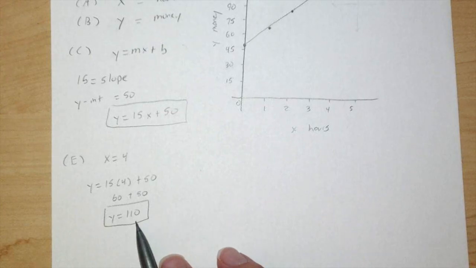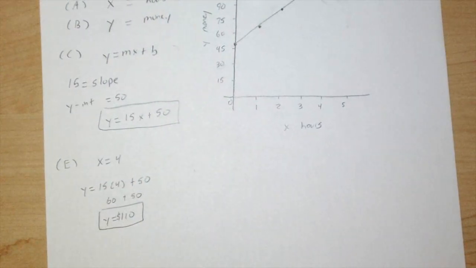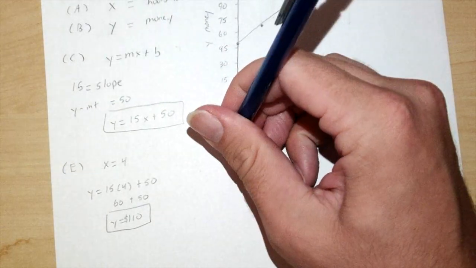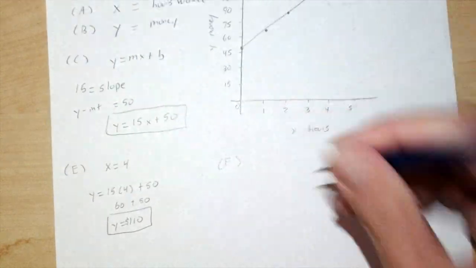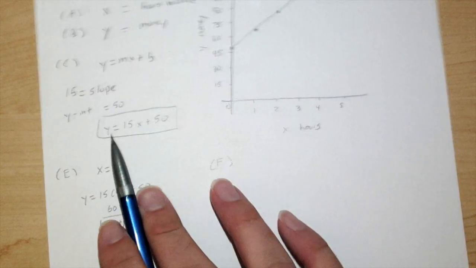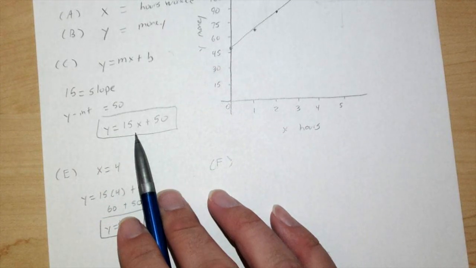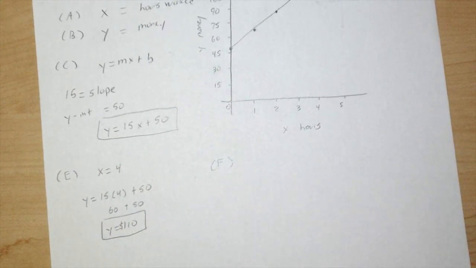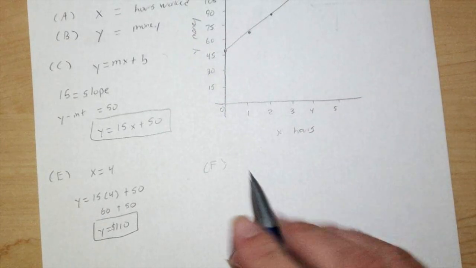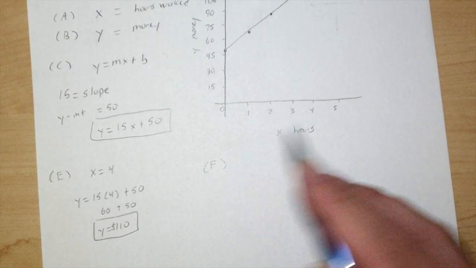So we'll have $110. And then for F, we're gonna go the other way. So usually X is the input, right? But if we know that there's a relationship between both, we can plug something into Y and then solve for X, which involves a little bit more algebra. But for F, it just says, if you have $200, how many hours did you work?